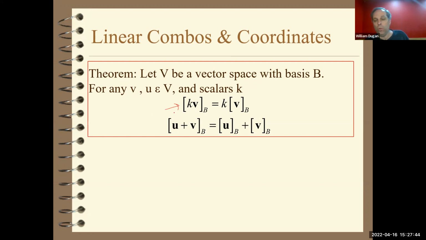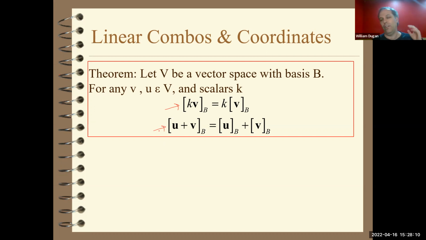If you want to know the coordinates of u plus v, you can instead find the coordinates of u and then find the coordinates of v relative to the basis B, and then just add them together. In other words, the operation that goes from a vector to its coordinates distributes through sums. And these are the two things we need in order to behave very well with linear combinations.